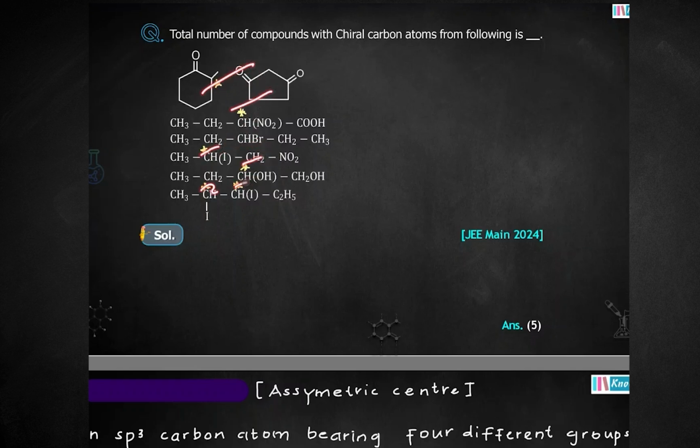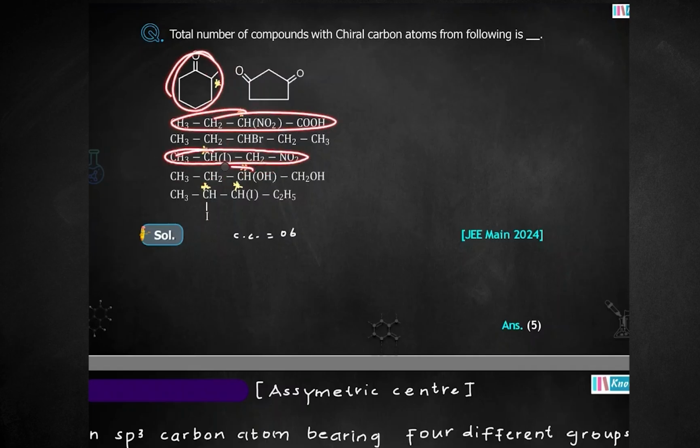So how many chiral centers are there? 1, 2, 3, 4, 5, 6. So chiral centers are 6. But what do they ask us? Number of compounds. They ask the number of compounds with chiral carbon atom. Correct? Total chiral centers are 6. But we have to tell the number of compounds which contain a chiral center. So this is the first compound, this is the second compound, this is the third compound, this is the fourth compound, and this is the fifth compound.